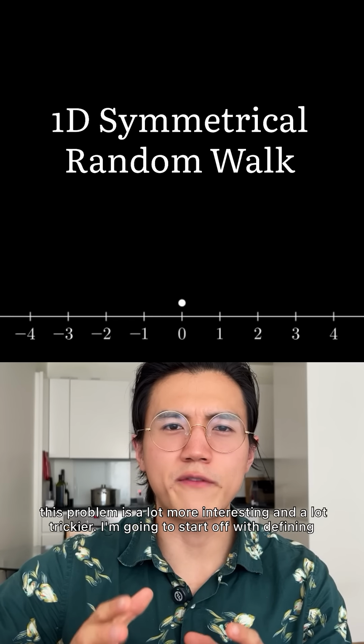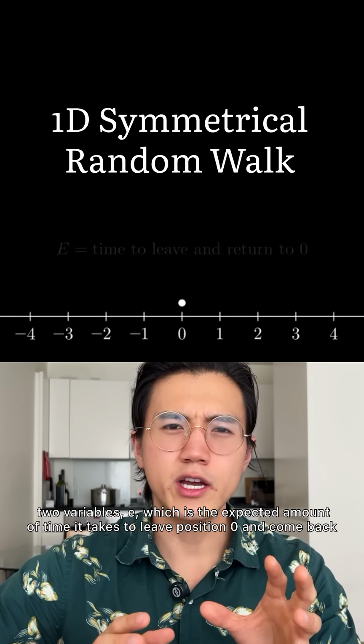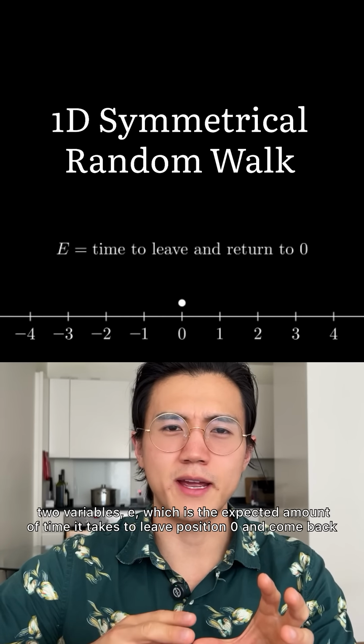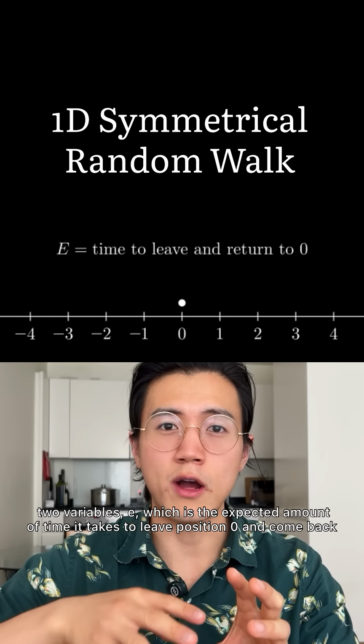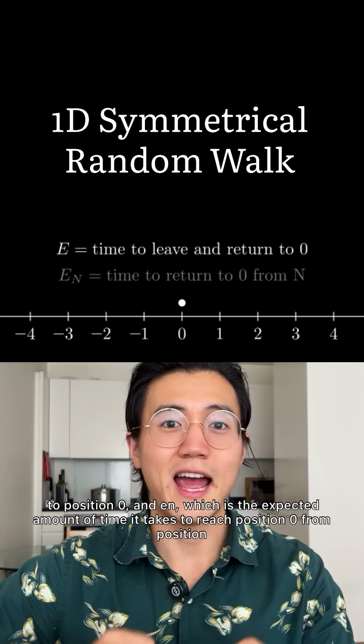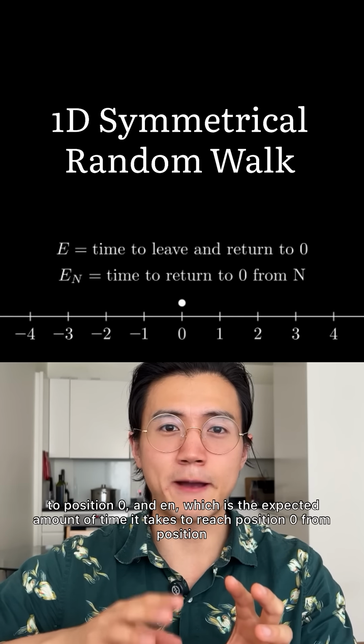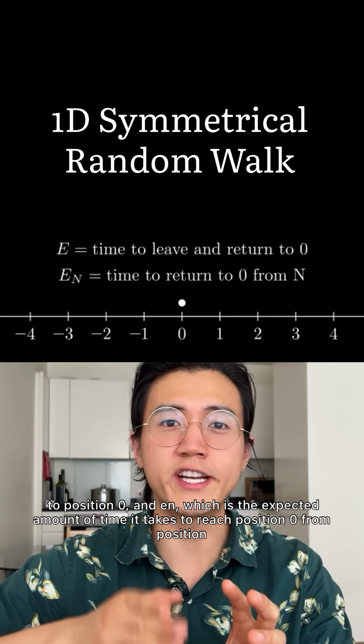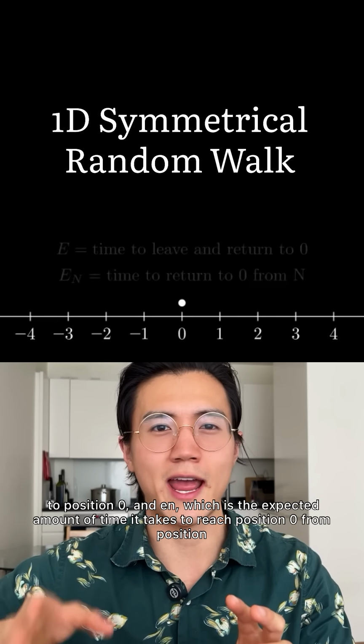I'm going to start off with defining two variables, E, which is the expected amount of time it takes to leave position 0 and come back to position 0, and E_n, which is the expected amount of time it takes to reach position 0 from position n.